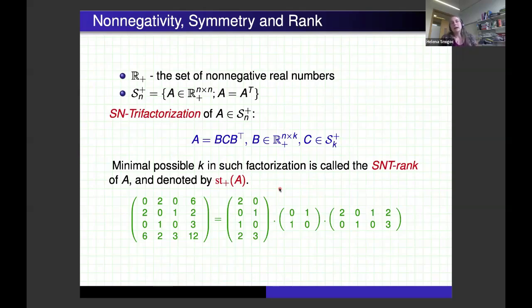This minimal possible K in such a factorization is called the SNT-rank of the matrix, denoted by ST plus of A. So as an example, in green, we see a 4x4 matrix factored as 4 times 2. So the first matrix is B and then C and B transpose. So this factorization is exhibiting SNT-rank 2. And that is actually the rank of this matrix as well. So this is the type of factorization that I'm studying in this talk.